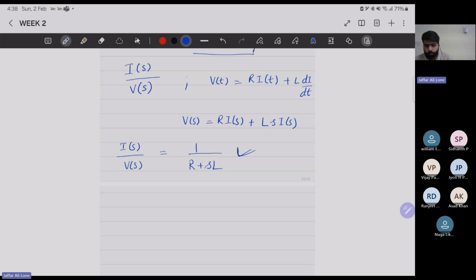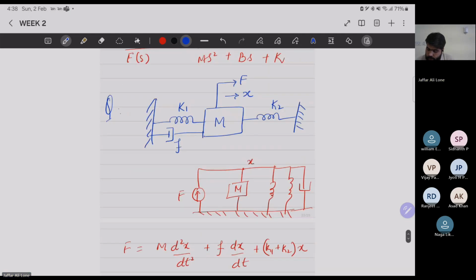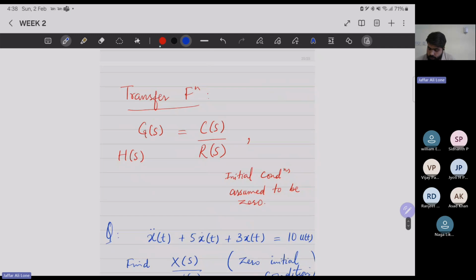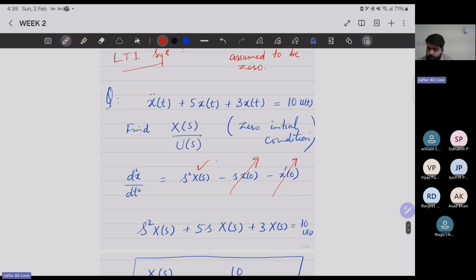Some very important properties of this transfer function is that it's valid only for LTI systems, right? So this transfer function is valid only for LTI systems. We have learned in the previous class what are linear and what are time invariant systems. Similarly, again, we are assuming the initial conditions to be zero. And one more thing is that this transfer function is independent of the input, right? So this is a very important point.